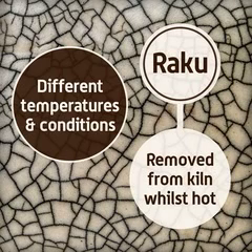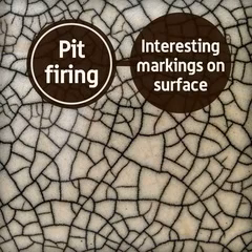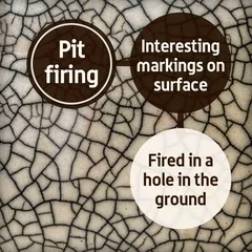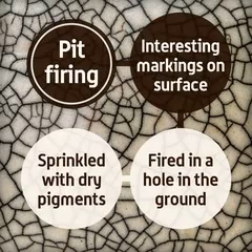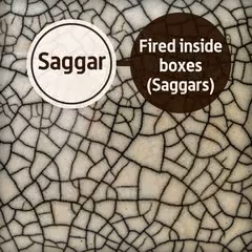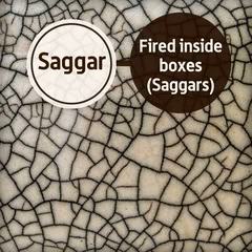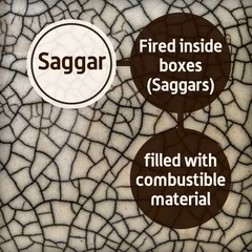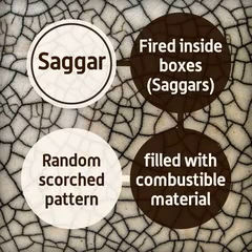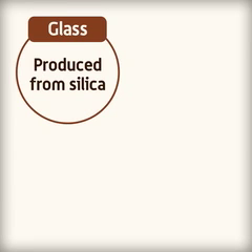Raku is where the ceramic is removed from the kiln whilst it's still hot to give a cracked glaze effect. Pit firing gives interesting markings to the surface by being fired in a hole in the ground and sprinkled with dry pigments to get the pattern. Saggar is when the item is fired inside boxes called saggars that are filled with combustible materials that make random scorched patterns. Other materials can be used to make ceramics as well.